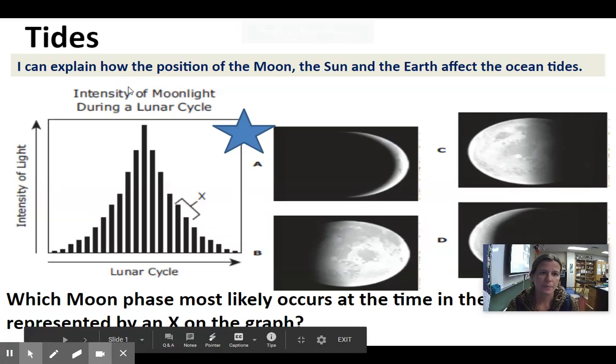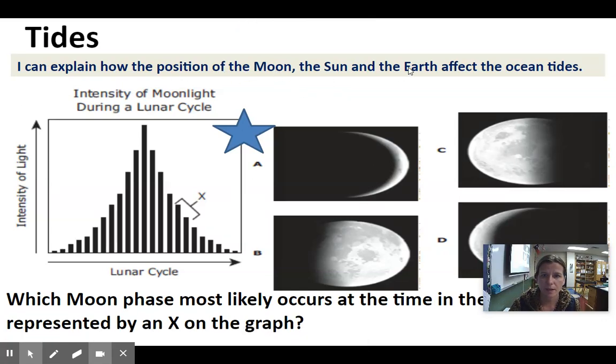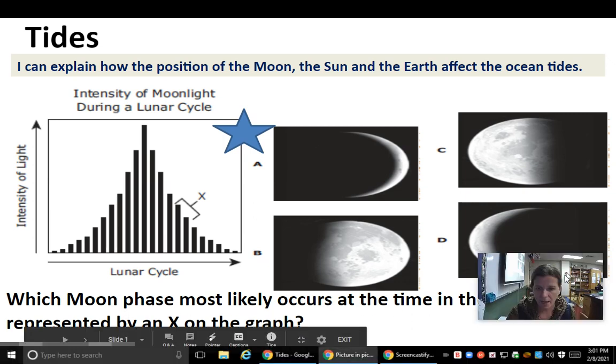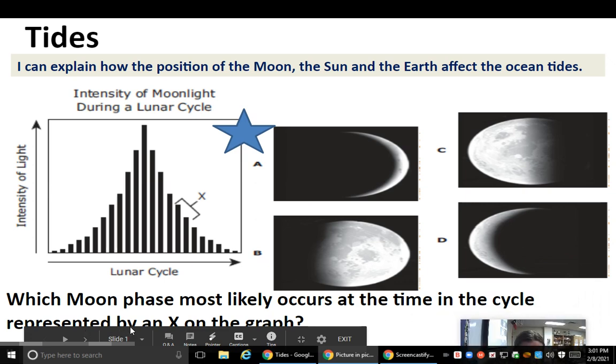Tides: I can explain how the position of the moon, the sun, and the earth affect the ocean tides. Which moon phase most likely occurs at the time in the cycle represented by an X on the graph?